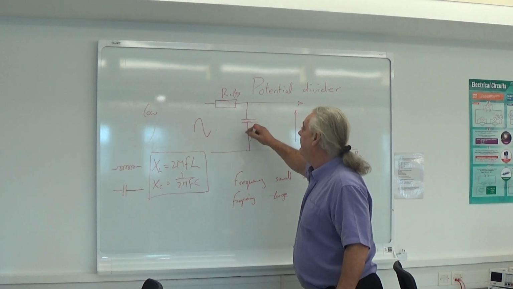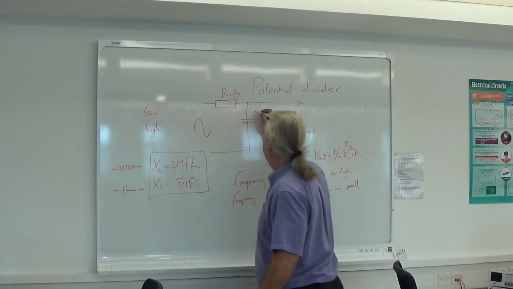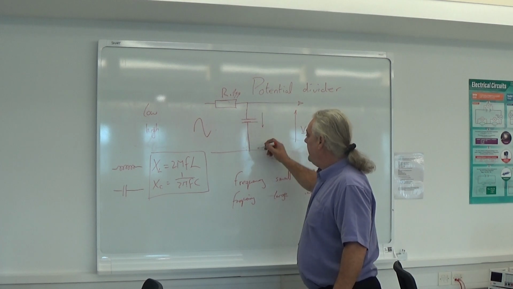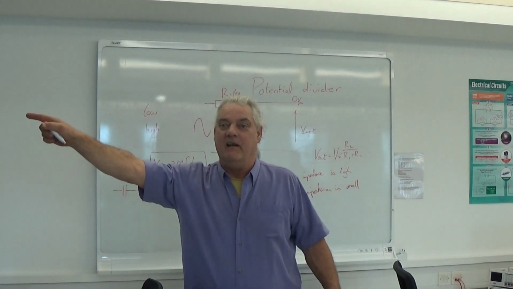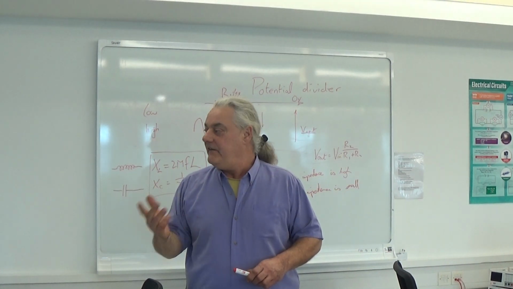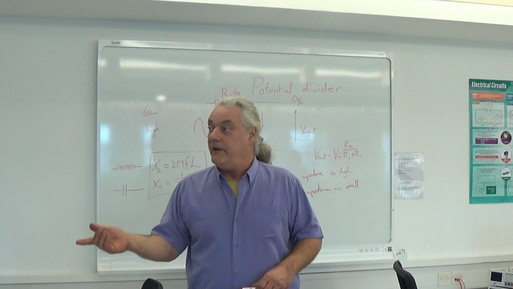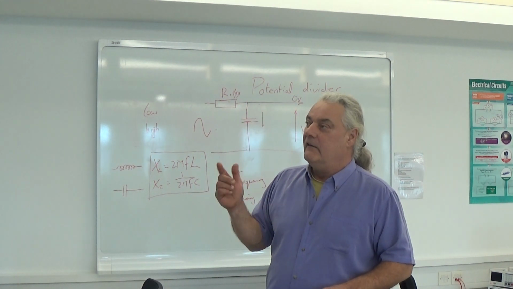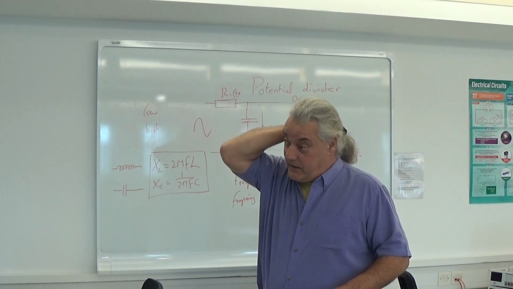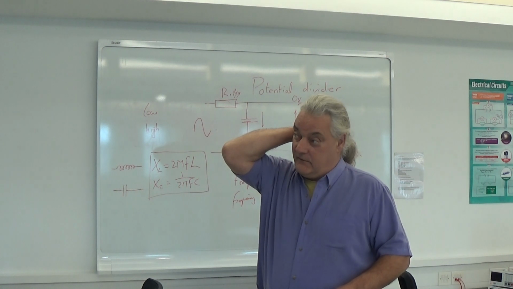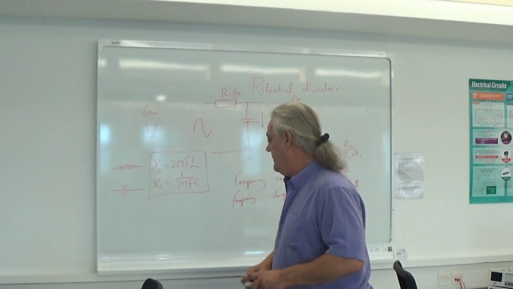If the frequency I put in is very high, the capacitor conducts everything straight down to ground, which means the output here goes to 0 volts. Look at the graph on the screen. That's exactly what happens, right? So at low frequencies, the capacitor isn't doing anything, and at high frequencies, the capacitor is conducting the signal straight down to ground. So it gives you your 0. Okay?